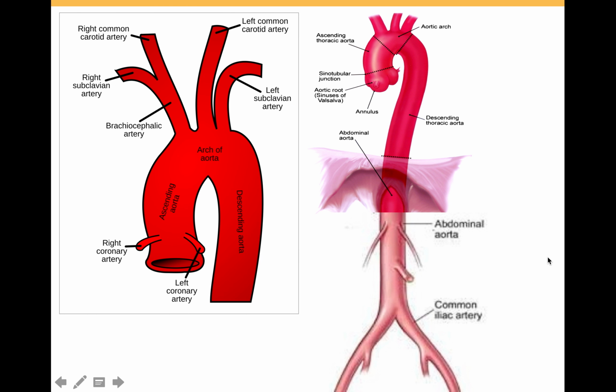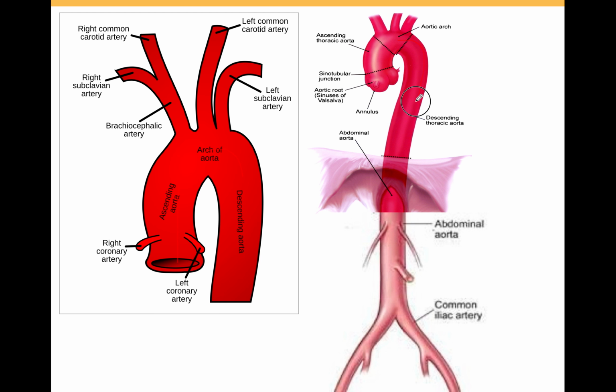So here's what I was trying to draw for you on the previous picture. This is coming from your left ventricle, becomes the ascending aorta. You see these 2 tiny branches coming off, which are your coronary arteries supplying the heart. It goes through the aortic arch, and coming off of the aortic arch, the first branch is brachiocephalic, the second branch is left common carotid, and the third branch is left subclavian artery.